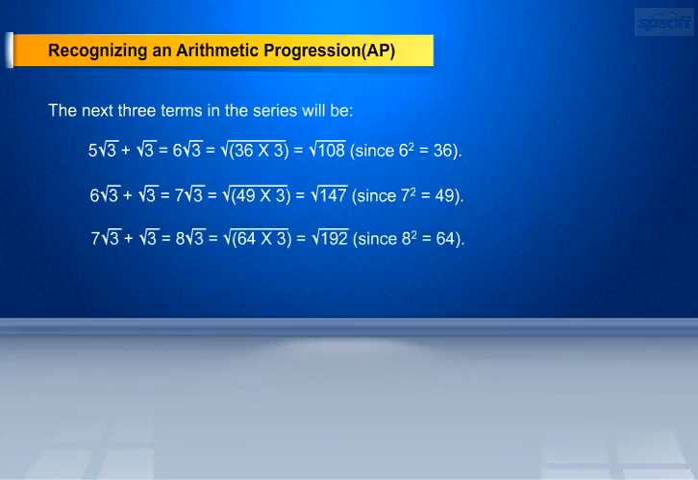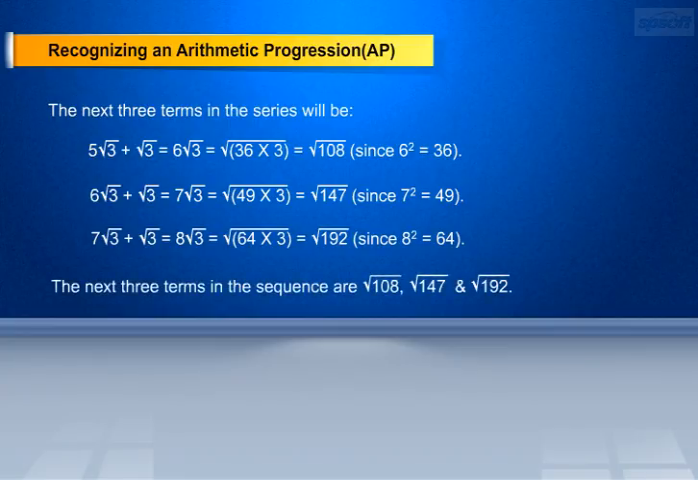7 root 3 plus root 3 equals 8 root 3 equals square root of 64 into 3 equals root 192, since 8 square equals 64. The next three terms in the sequence are root 108, root 147 and root 192.